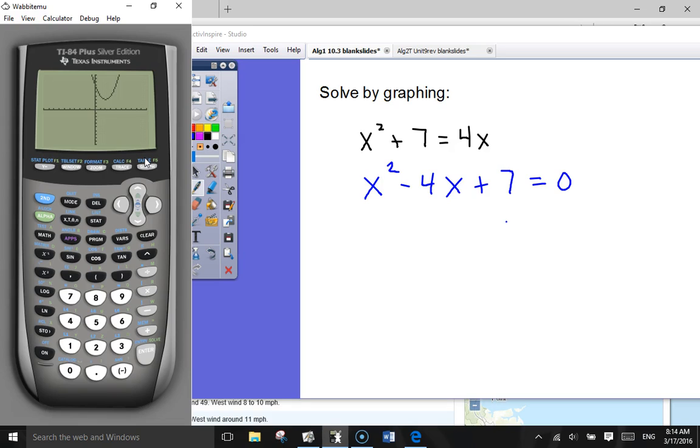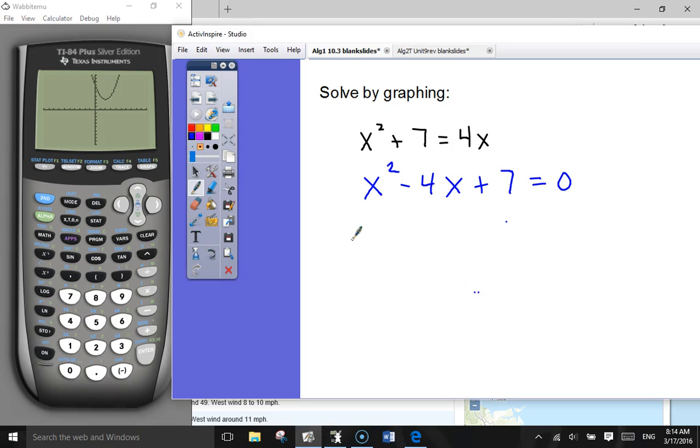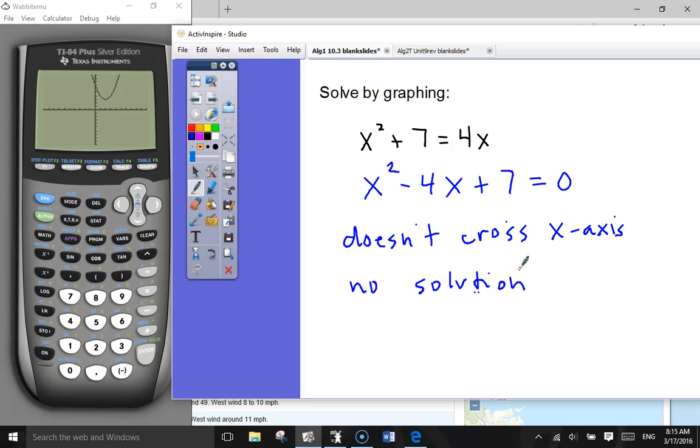Does it cross the x-axis? No. No solution. Did you have everything negative then, like negative x squared plus 4x minus 7? Yeah. So it doesn't cross the x-axis. Yes. No solution. Okay?